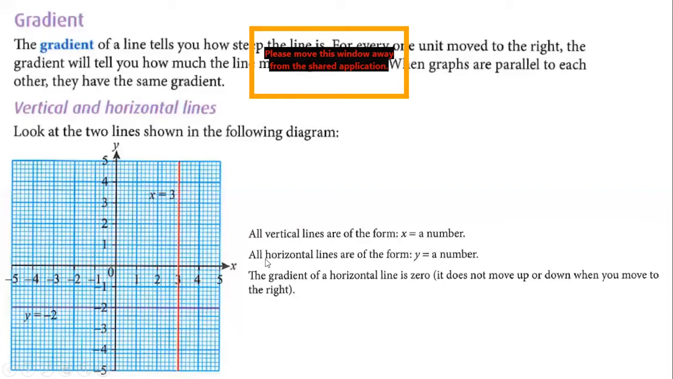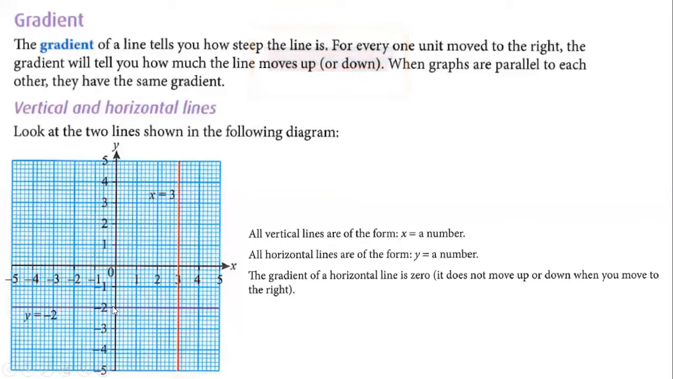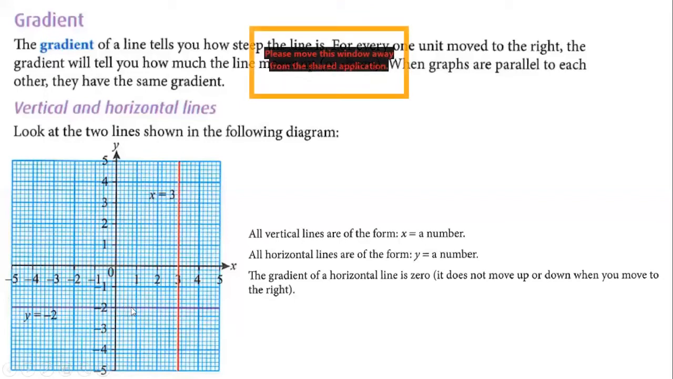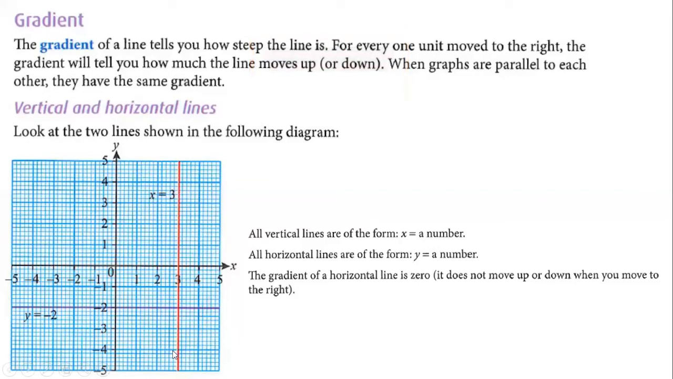The same logic is for the horizontal lines. All the horizontal lines have the equation y equals a number. Which number? The number where the line intersects the y-axis. And again, you can explain using the same logic. Every point on this purple line has the y-coordinate minus 2. When we move to the right, we are increasing the x-coordinate. When we move to the left, we are decreasing the x-coordinate. But the y-coordinate is always minus 2 on the purple line. The gradient of the horizontal line is always 0, while the vertical line doesn't have any gradient.